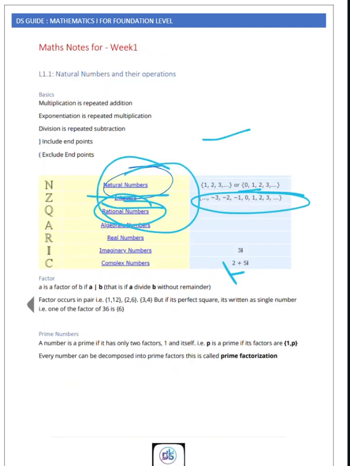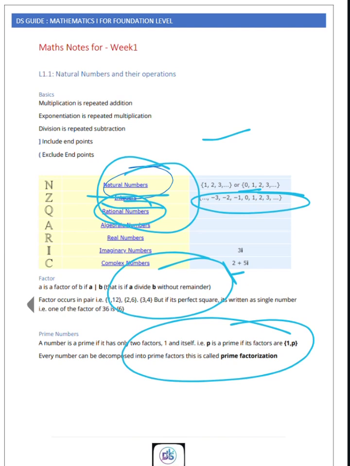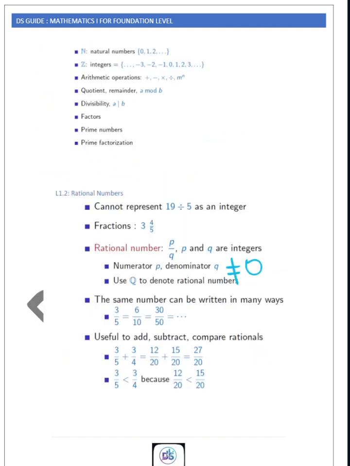Okay. Next, they have defined a term factor. If I am saying that a is a factor of b, that means b is completely divisible by a without leaving any remainder. See, these are the basic terms, so I'm just quickly going through them. Next, we have prime numbers. Prime numbers are the numbers which are divisible only by 1 and the number itself. Okay. After that, arithmetic operations. You are aware of four basic arithmetic operations: addition, subtraction, division, and multiplication. So what to discuss in that?